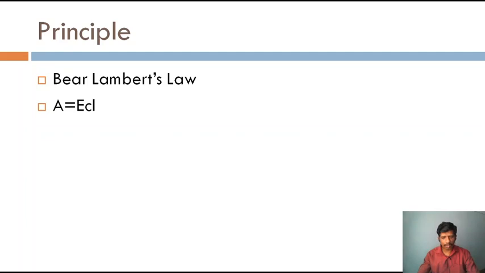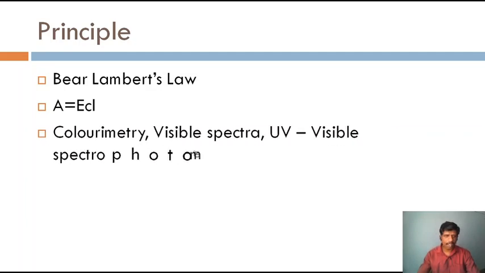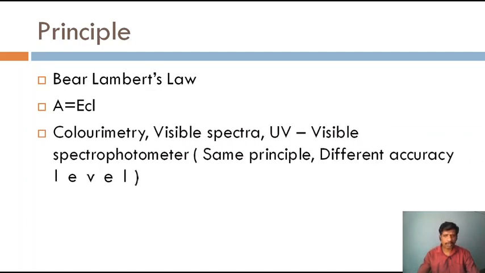And the length of the tube. The length of the tube is usually fixed, that is 1 centimeter. Usually, the cuvette length will be 1 centimeter, and therefore we don't bother about that. It is actually 1, and therefore absorbance, as far as the instrument is concerned, is directly proportional to concentration, because the length is fixed.